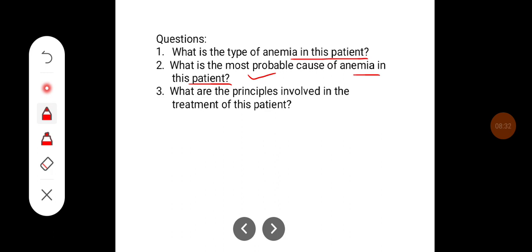Okay. And what is the principle involved in the treatment of the patient? So the patient has to be treated for the cause. Actually, the hookworm infestation is causing the anemia here, so hookworm infestation should be treated early, and then the anemia should be corrected with the iron supplements.